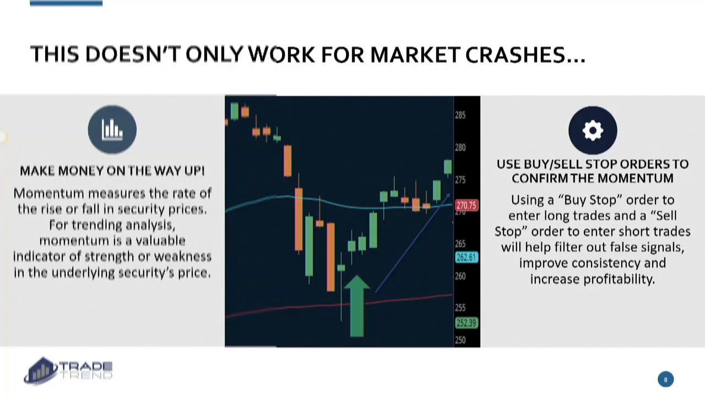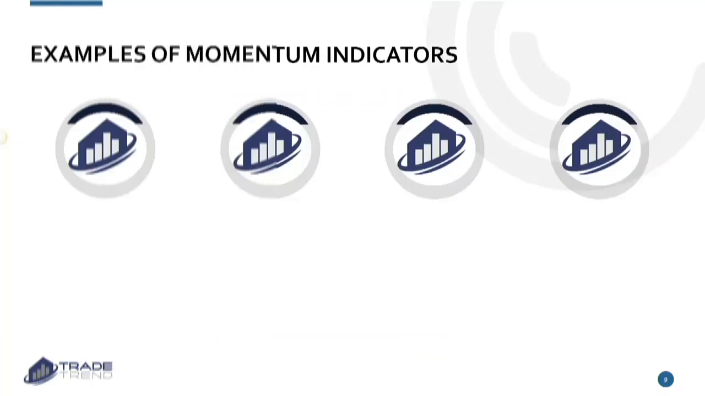In other words, if the market trades above your momentum shift, you would go long, and vice versa, a sell stop order for a short trade. And that can actually improve and increase consistency and accuracy. I'll show you that here in just a minute.